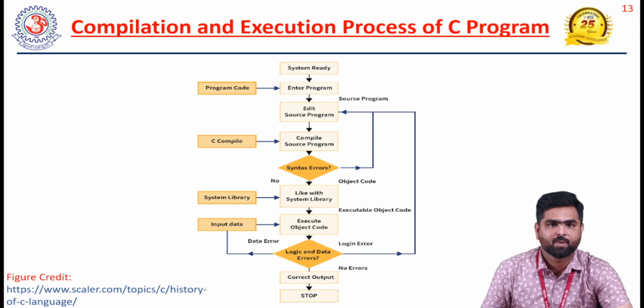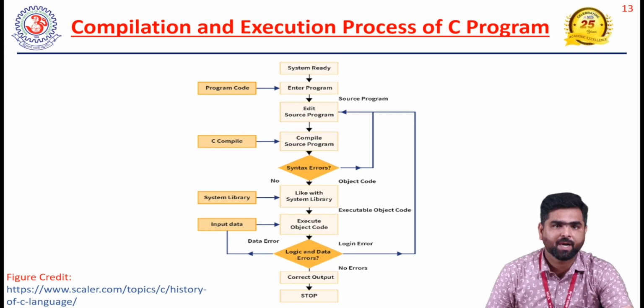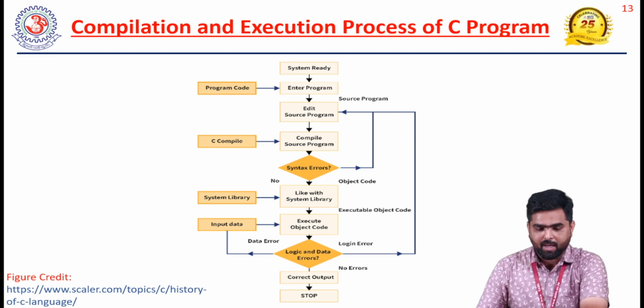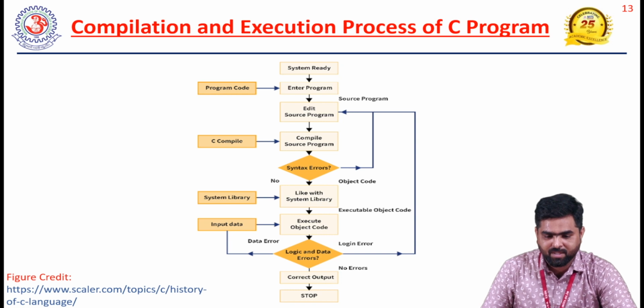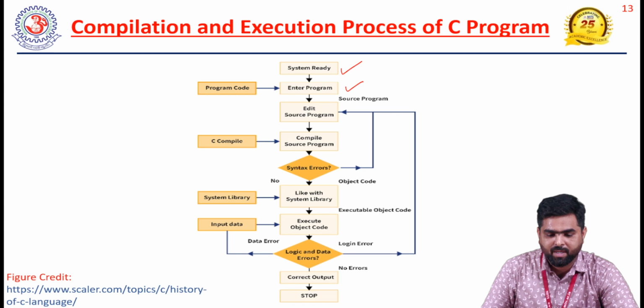Now we will discuss about the compilation and execution process of C program. Just now we have seen a very simple program. So you have written the C program, how you are going to compile and what is the execution process we are going to have. This entire thing I have represented through this particular flowchart. So now at the beginning, when the system is ready, we are going to write the program. After writing the program, if you want to do any kind of modifications, you can do that. That is called edit source program.